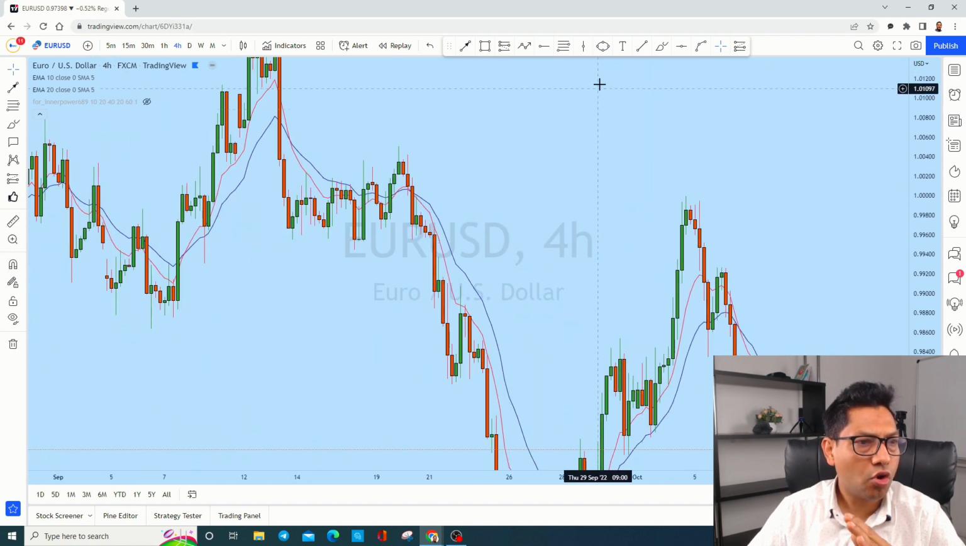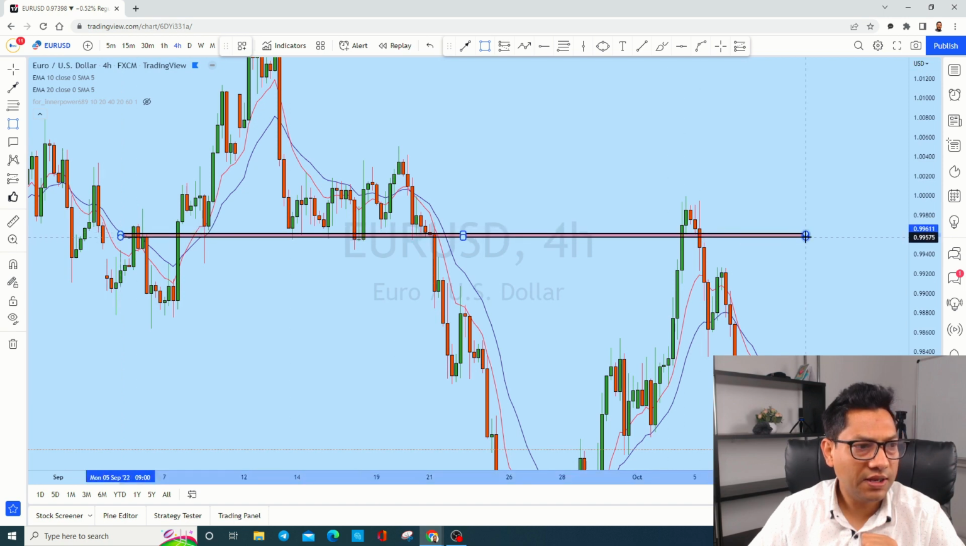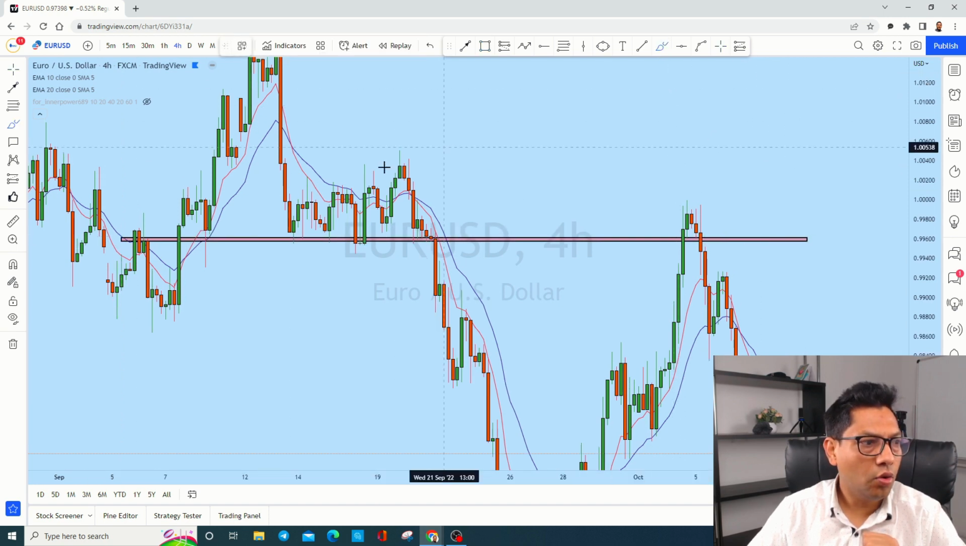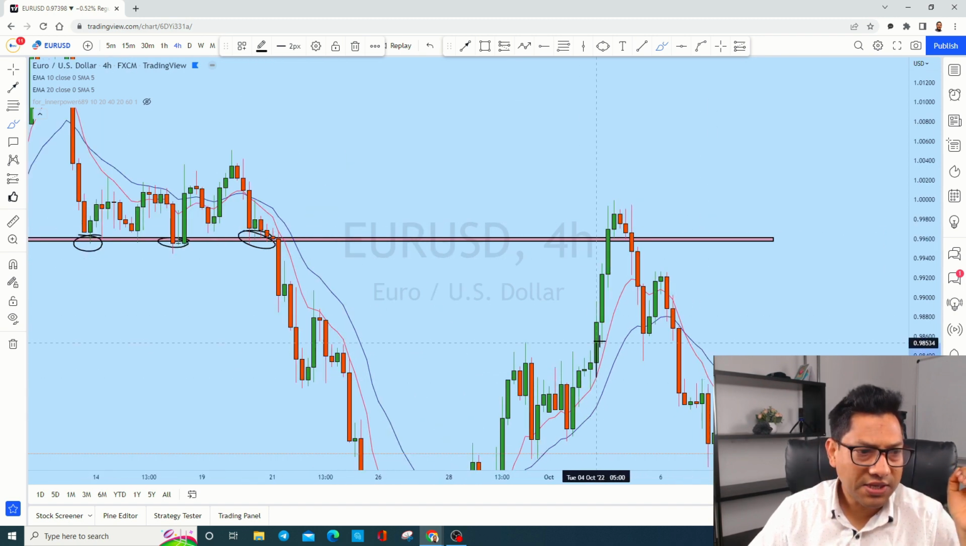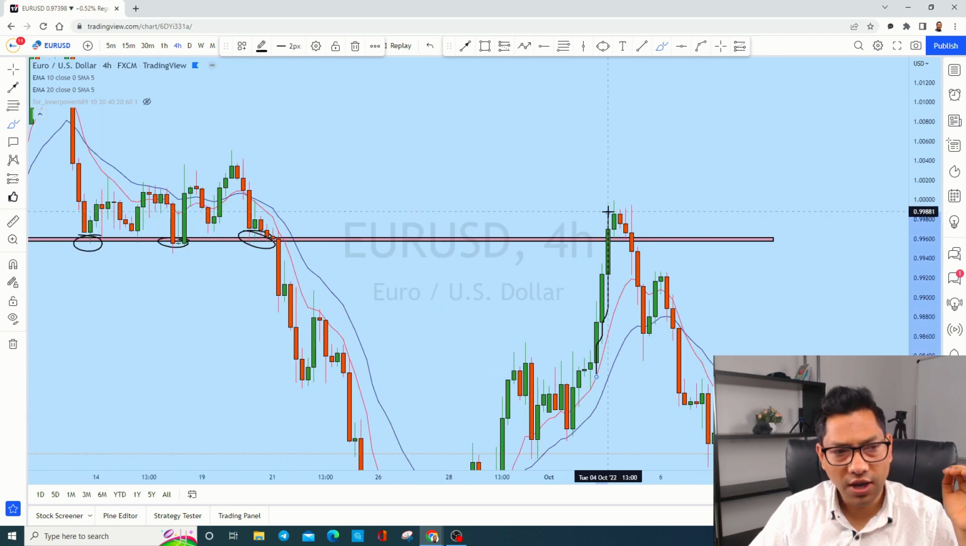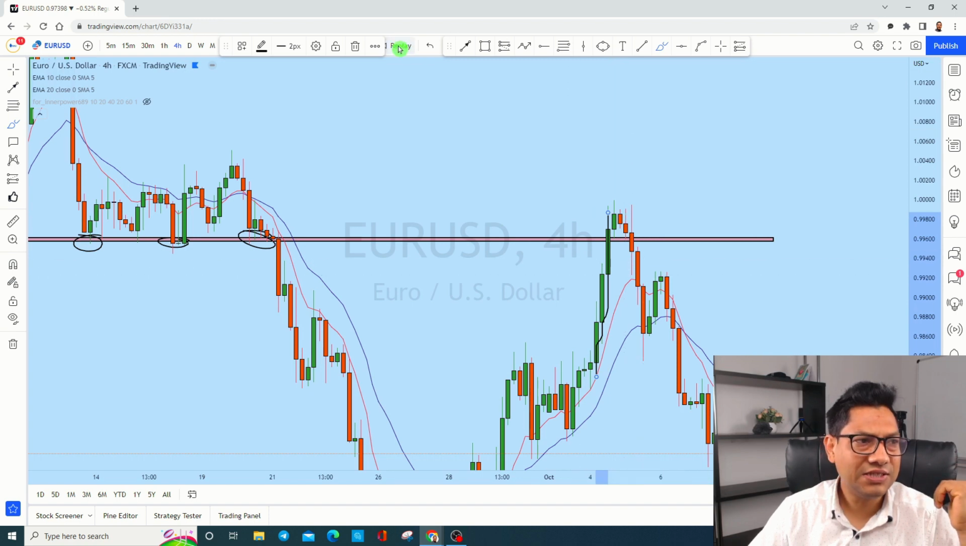Now if you draw a level on this one, you see that in the past this zone acted from this level. If you look at support here, long-term support here, with that support here and also support here, it's a long-term support zone, and the price hit that support, which then acted as a resistance.